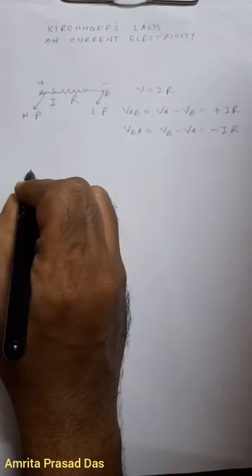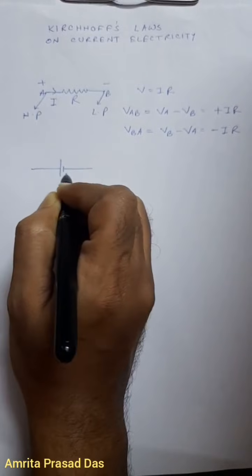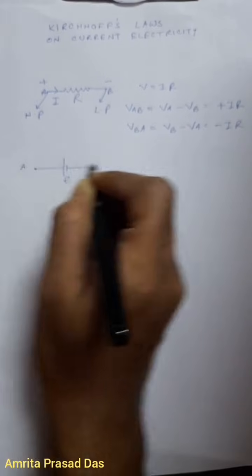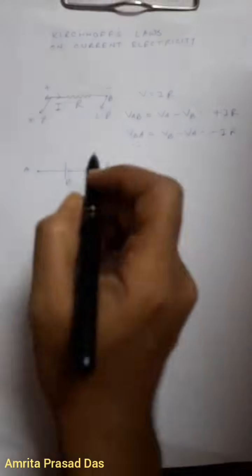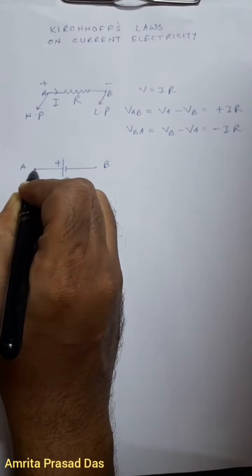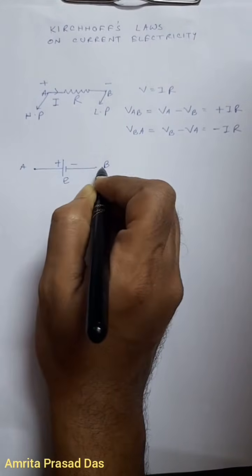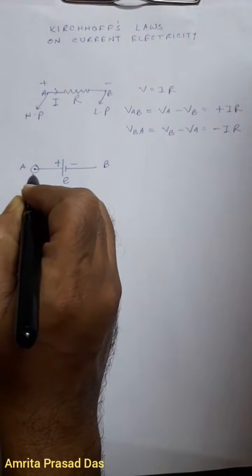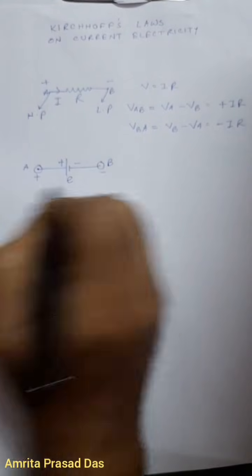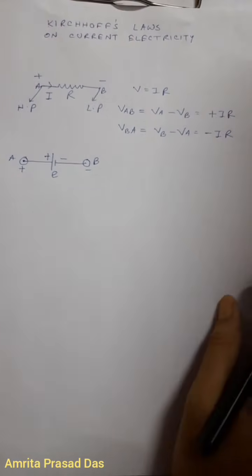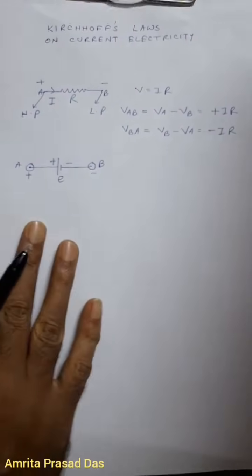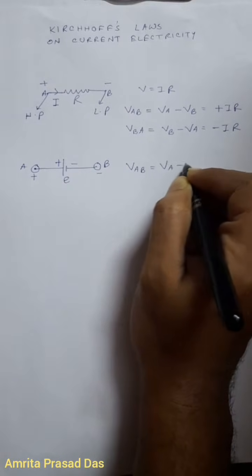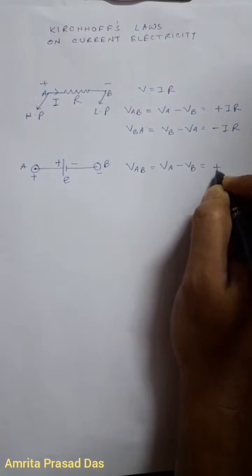In case of a cell, suppose this is a cell supplying a voltage or EMF E between these 2 points A and B. Now we can see that the positive of the cell is connected to the point A and the negative is connected to the point B. Therefore, A is the high potential point, that is positive with respect to B, which is at low potential. Now we have to write the potential difference between A and B. So we can write VAB, that means VA minus VB, as plus E.